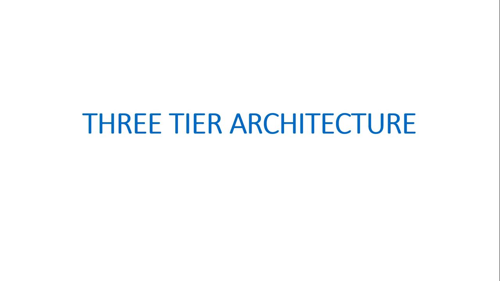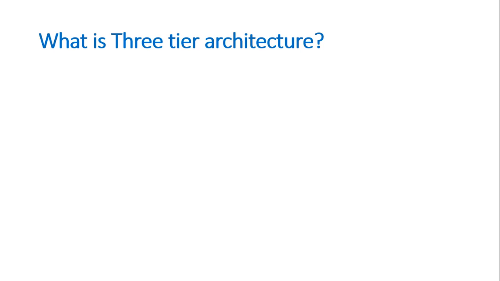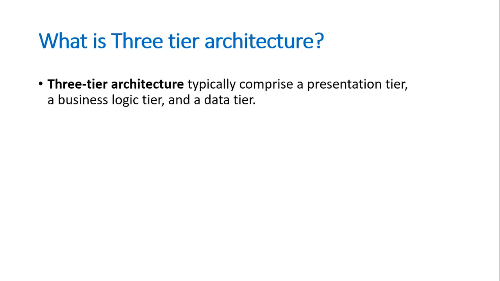Today we are going to learn three-tier architecture. Already we have completed single tier architecture and two tier architecture, and now we are going to complete three-tier architecture. What is three-tier architecture? Three-tier architecture typically comprises a presentation tier, business logic tier and data tier.